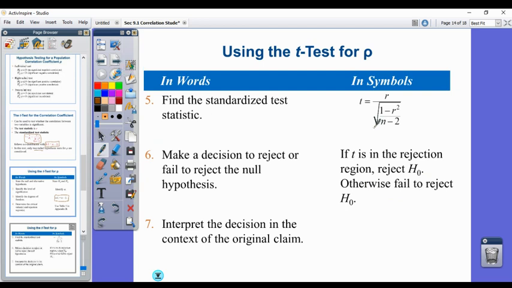All right, then you're going to plug into your formula, and then from there you can make the decision whether or not to reject based on if the standardized test statistic is in the rejection region. Okay, and then of course we always interpret.